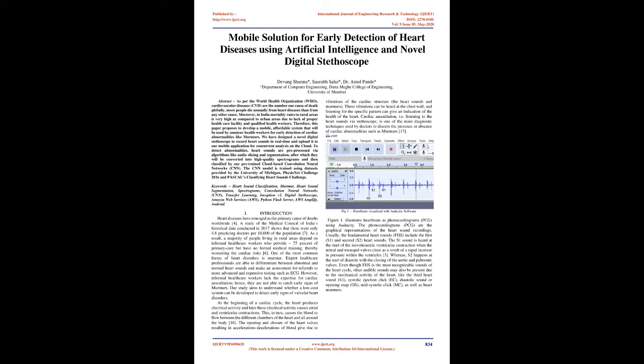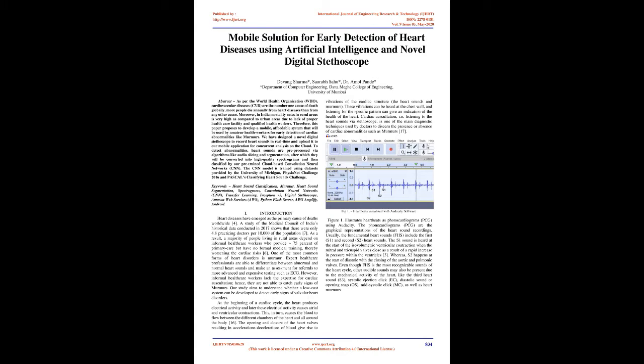Keywords: heart sound classification, murmur, heart sound segmentation, spectrograms, convolution neural networks, CNN, transfer learning, Inception v3, digital stethoscope, Amazon Web Services, AWS, Python Flask Server, AWS Amplify, Android.